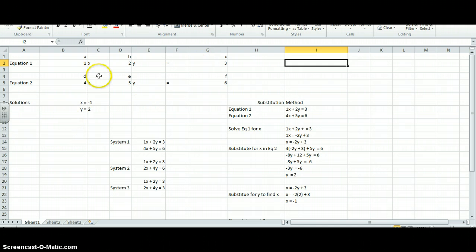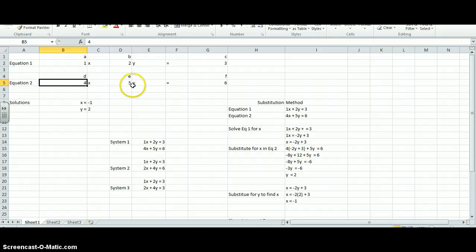So what I have started right here, I have my equation 1, x plus 2y equals 3, and equation 2 is 4x plus 5y equals 6. I chose to show the substitution method, which is being performed down here, as you can see, and it solves and gives me a y value and gives me an x value, which I have right here. Therefore, this would be an example of it showing me one solution.